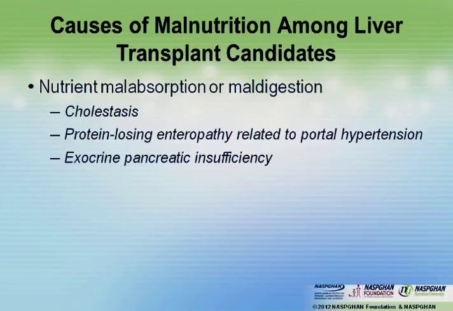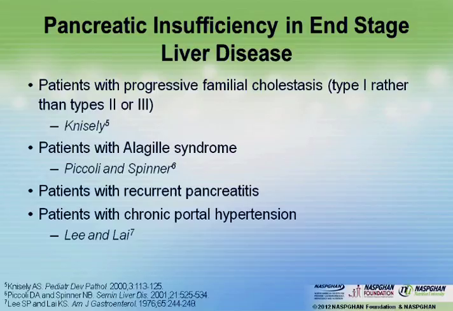For example, patients with PFIC 1 generally can have recurrent pancreatitis and can be pancreatic insufficient after they've had several bouts of recurrent pancreatitis. In Alagille syndrome, you can see an idiopathic pancreatic insufficiency, which Dave Piccoli showed years ago. In addition, you can have recurrent pancreatitis simply from portal hypertension, or you can have pancreatic fibrosis from long-standing portal hypertension because there's an increased venous pressure within the pancreas.